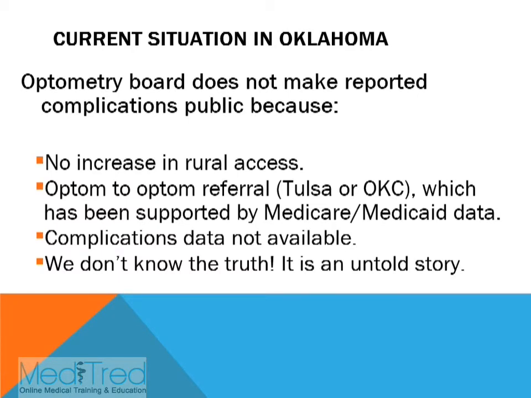So the current situation in Oklahoma, like I mentioned, is that the optometry board does not make reported complications public. They just don't make it public. So there is no way for us to know if there was an increase in the complication rates in Oklahoma. The other reason they've been arguing that optometry doctors need to perform these surgical procedures is the lack of access in rural parts of the country. If you look at Oklahoma as a state, you will see that there is no increase in rural access. What has happened is that optometry doctors are referring to other optometrists in bigger cities when a laser procedure needs to be performed on a patient from a rural area.